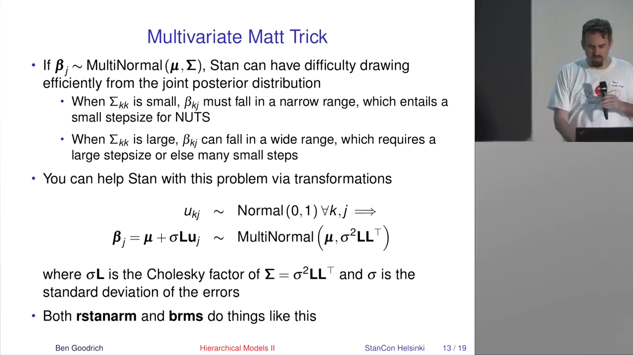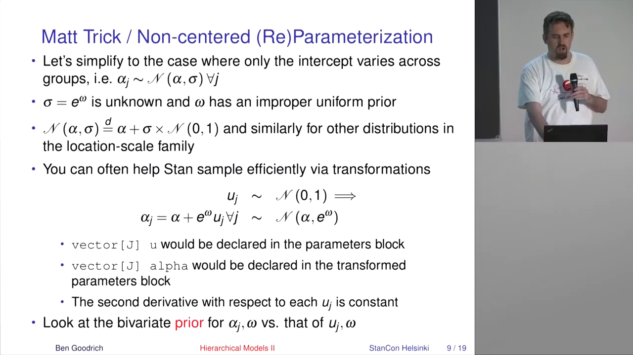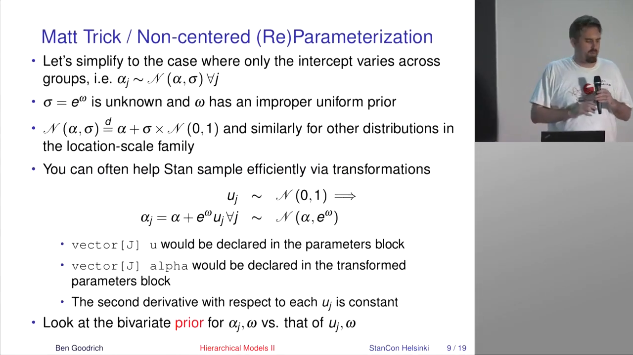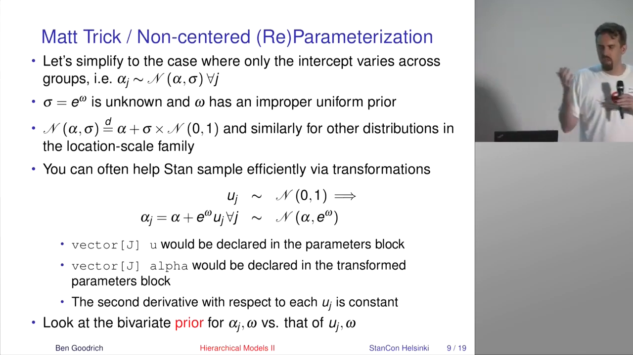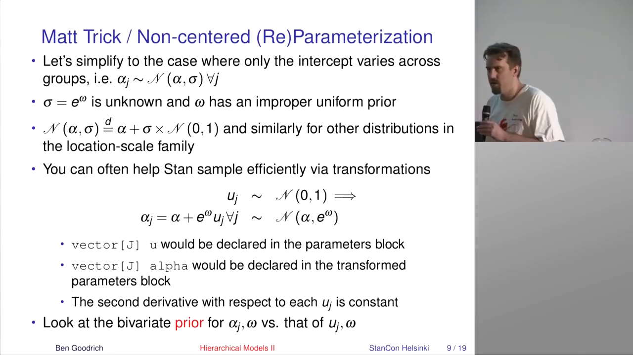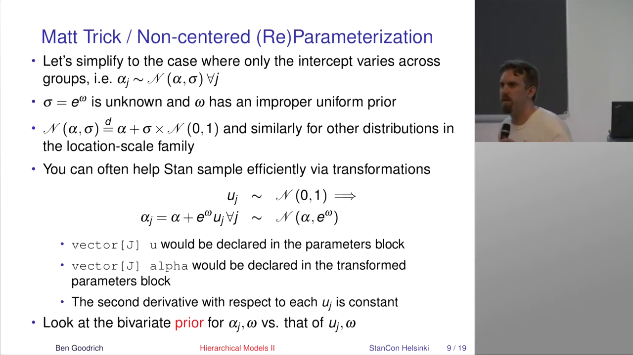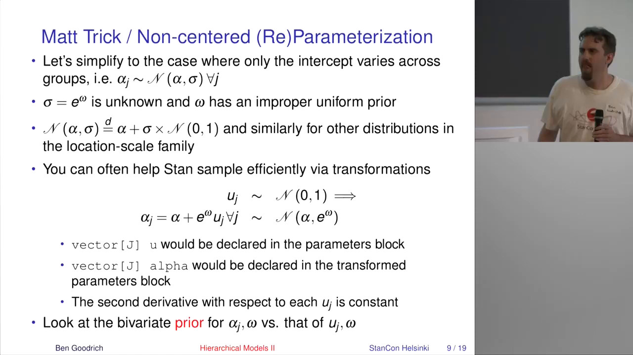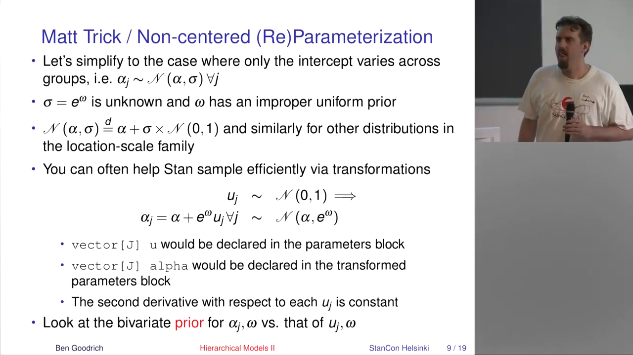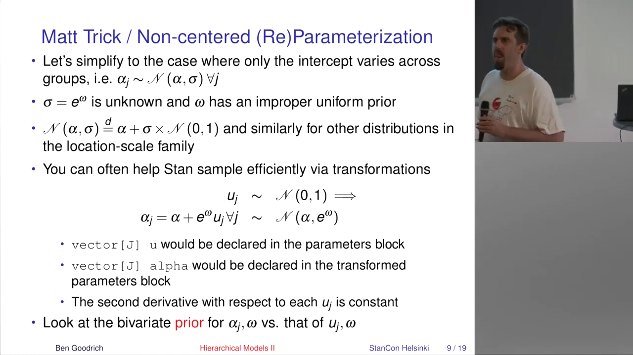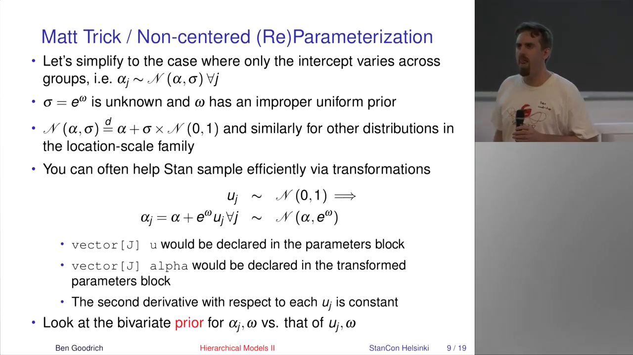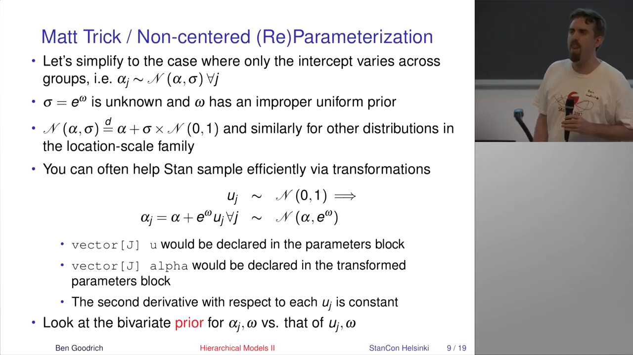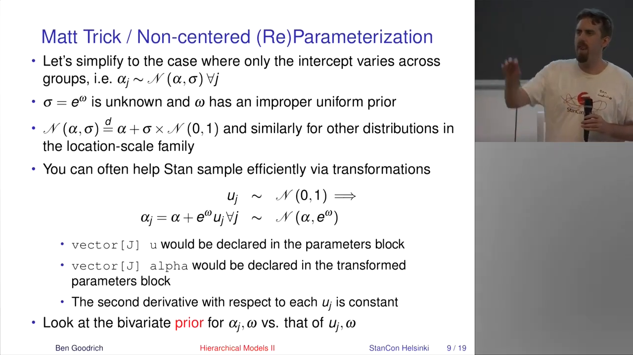So before we go on to the multivariate case, are there questions about this idea of the non-centered reparameterization just in the univariate case? Yes. I was wondering, is it conceivable that Stan would also take these second derivatives into account? Or is that fundamentally impossible because of Hamiltonian Monte Carlo or something like that?